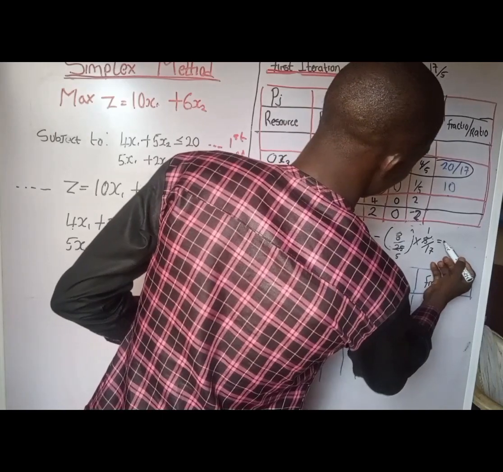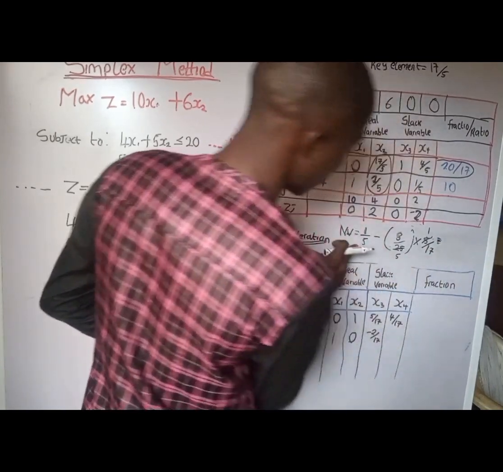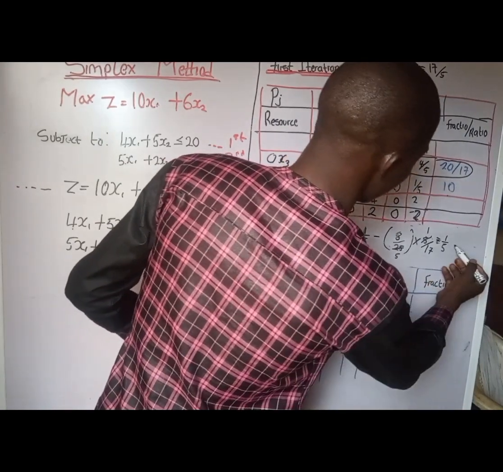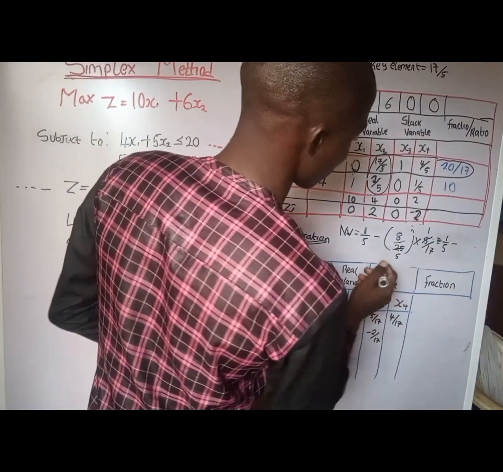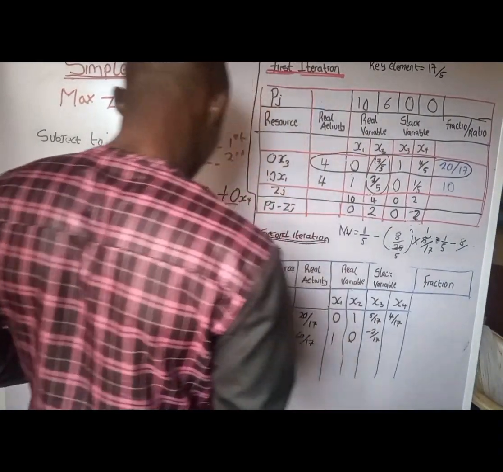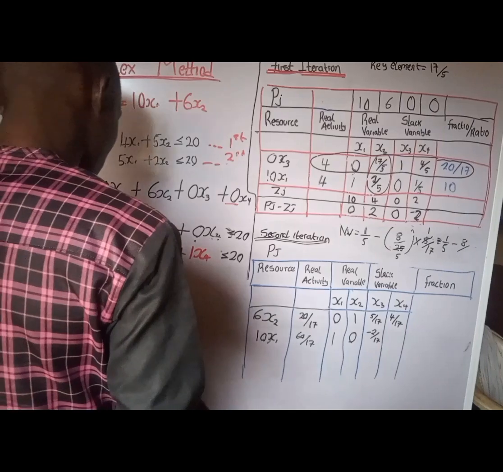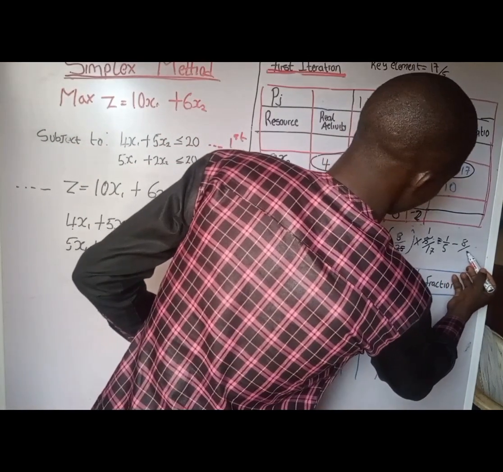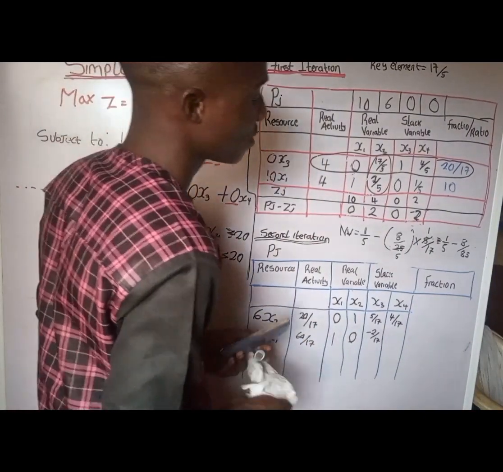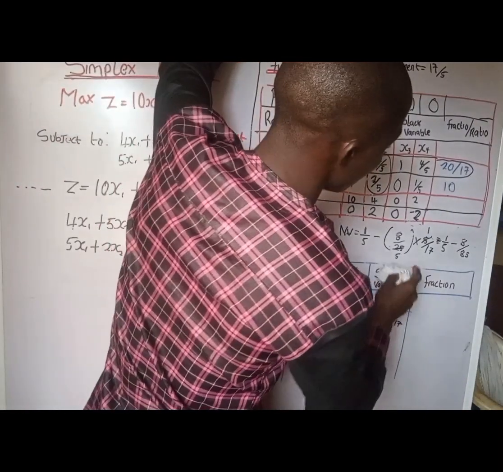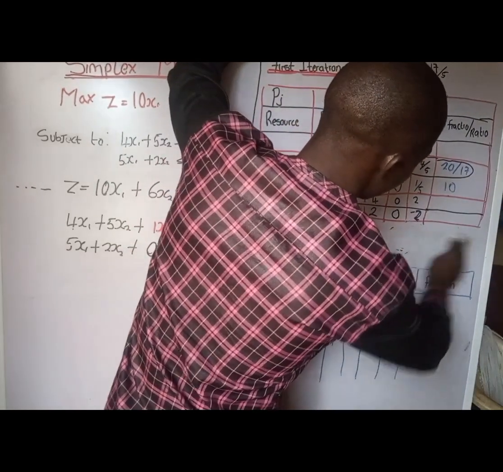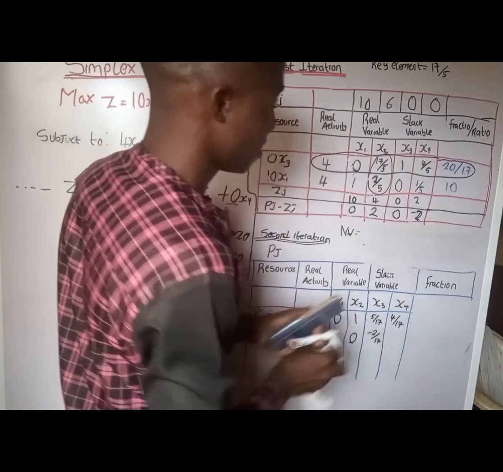So I'm going to be having, don't forget, 1/5 minus 8 all over 5 multiplied by 17. That's 85, 8/85 like that. So I've gotten this as 1/5 minus 8/85.